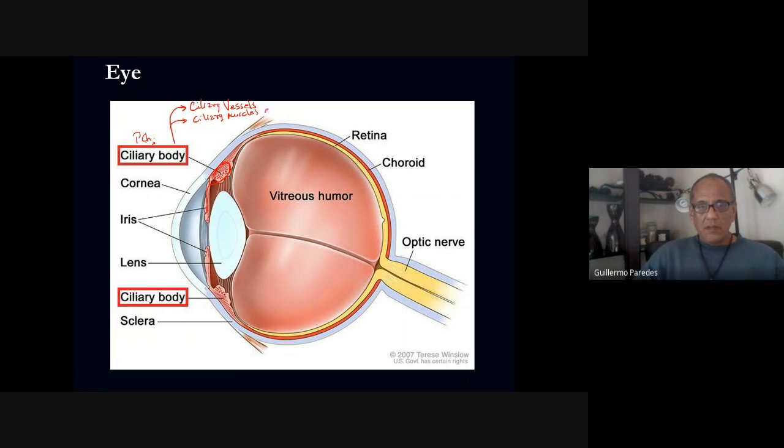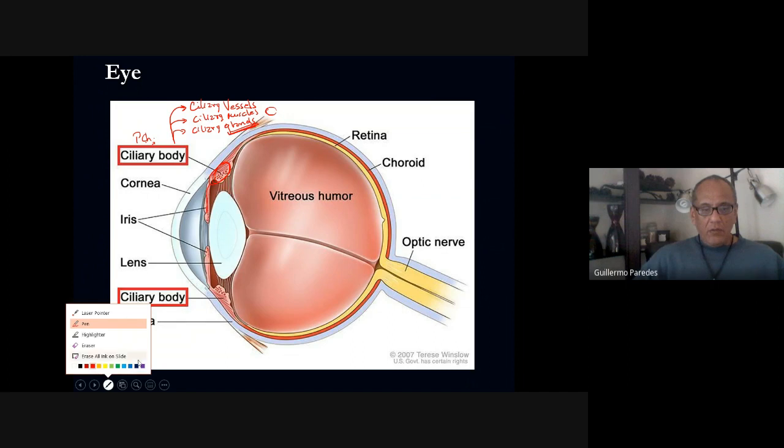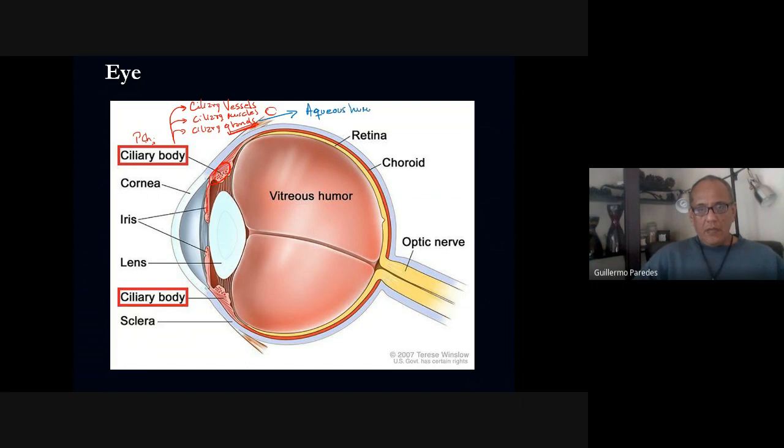Remember, 360 degrees all around, surrounding the lens. And the other one is the ciliary body, the ciliary glands. The ciliary glands are important. The ciliary glands produce the aqueous humor. The aqueous humor. Okay, this is very important.